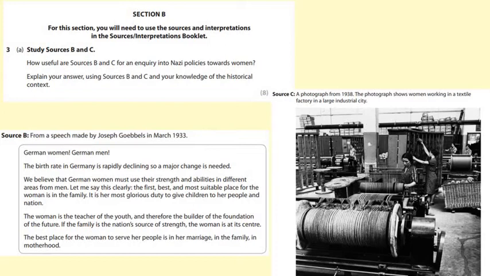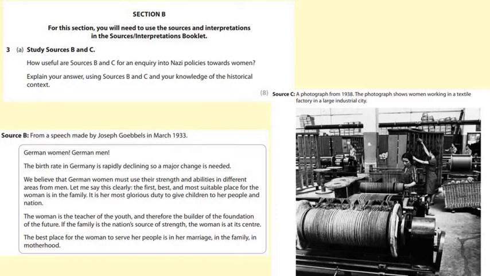Now, I want you to think about your own knowledge and think about what you know that would be appropriate to link to the information in this source and make a note of it. In the exam, I would be writing all around this source, thinking of own knowledge that is suitable. So for example, source B says that the best place for women to serve her people is in her marriage, in the family, in motherhood. This makes me think of the knowledge I have on women being offered loans to get married and given bronze, silver and gold medals when they've had 4, 6 or 8 or more children.